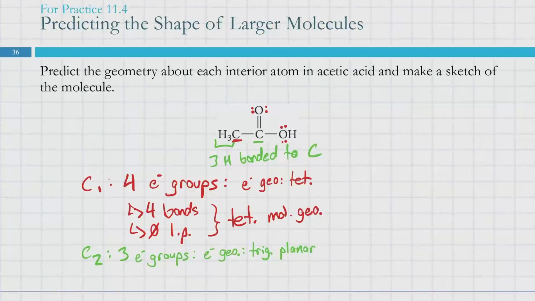The tri in trigonal lets us know that it's 3. And the breakdown, we've got 3 bonding groups. We've got 0 lone pairs. So it's also trigonal planar molecular geometry.